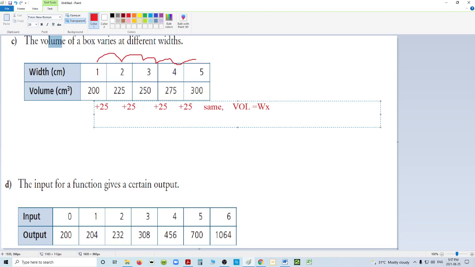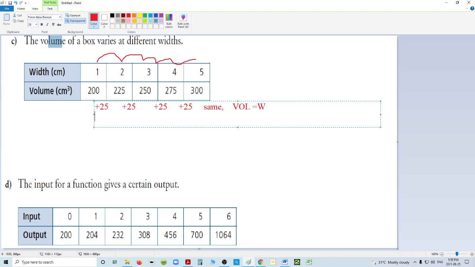Now you might say, well, that doesn't make sense, and you'd be right. If I was looking at volume as width times length times height, then we'd be dealing with a cubic, and we wouldn't get this result. But this is saying the volume of the box varies at different widths. As the width increases by 1, the volume's increasing by 25, so that's a direct relationship between the width and the volume, which means the length and height are the same. So that makes sense that since these are the same, the width times the same value would be a straight line.